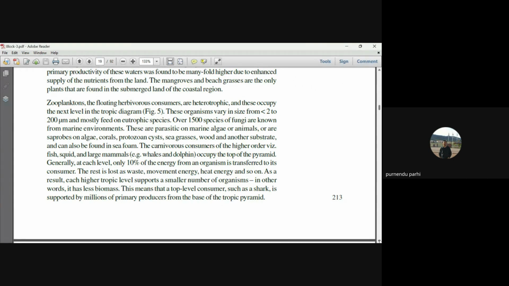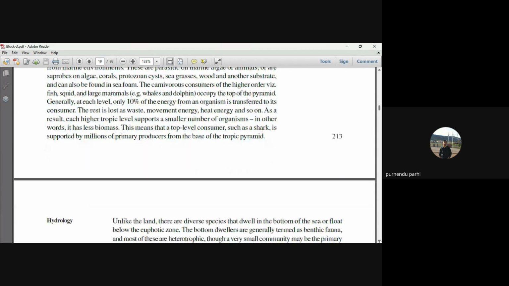Generally, at each level, only 10% of the energy from the organism is transferred to its consumer. The rest is lost as waste, movement energy, heat energy, and so on. As a result, each higher trophic level supports a smaller number of organisms. In other words, it has less biomass. This means that a top level consumer, such as a shark, is supported by millions of primary producers from the base of the trophic pyramid.